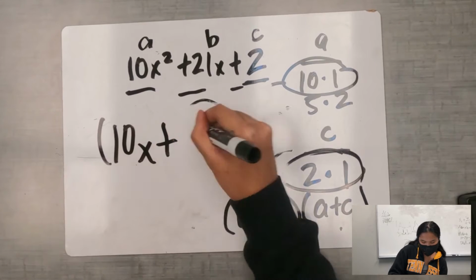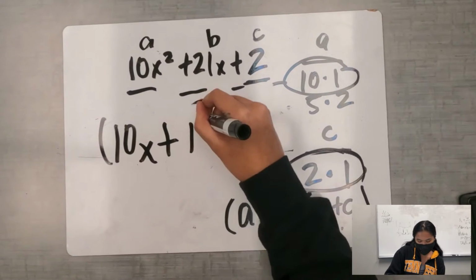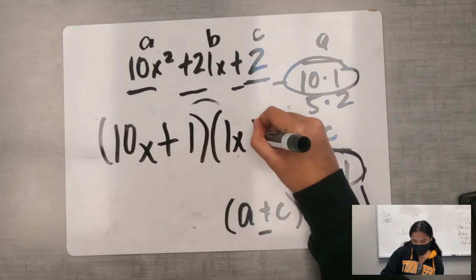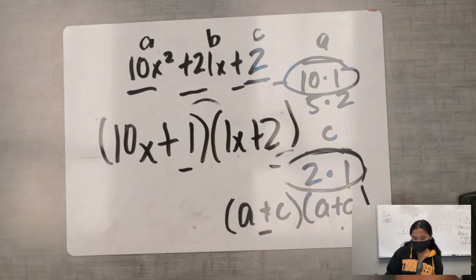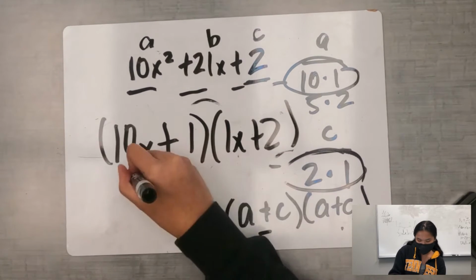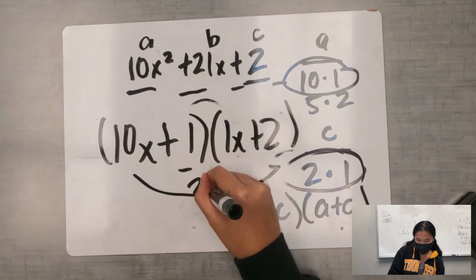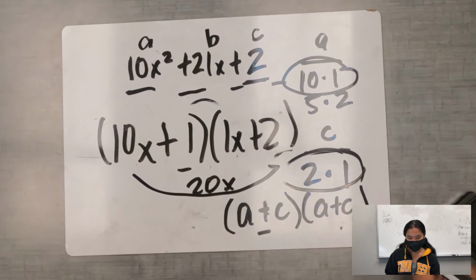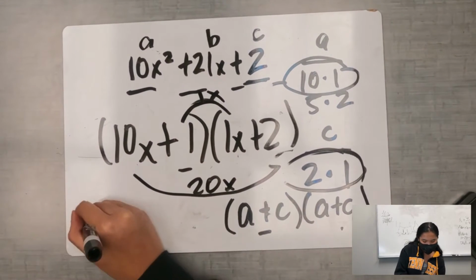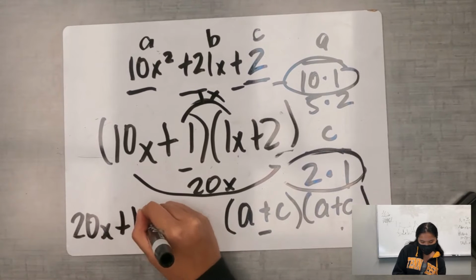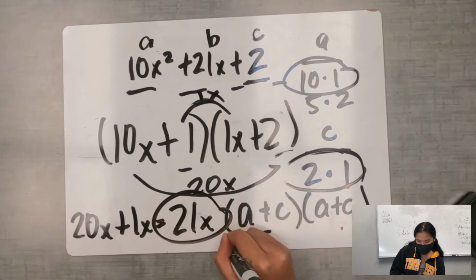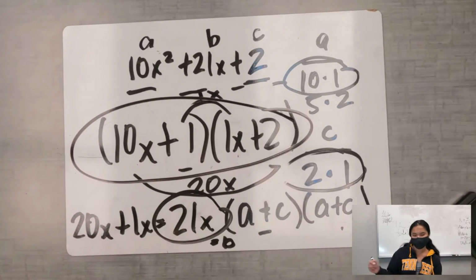10x plus 1. So now that our c's are in a different place, you can try it again. And so 10x times 2 is 20x, and then 1 times 1x is just 1x. And so when we add these two, 20x plus 1x, it would be 21x, which is b. So this is our factored form.